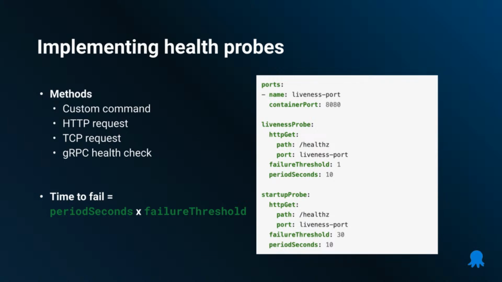The time to fail for a health probe is determined by two settings. The first is periodSeconds, which is the frequency of the check. And then failureThreshold is how many attempts to make before we fail the probe. So in this example with the liveness probe, it will run once every 10 seconds and fail after the first attempt. With the startup probe, which happens to use the same endpoint, you can see that it fails after 30 attempts, and that gives the app 300 seconds to start. This is how you can cater for a slow starting app while maintaining quick response for failures once the app is up and running.